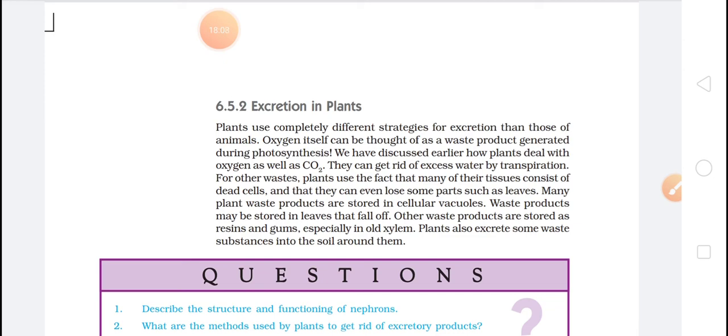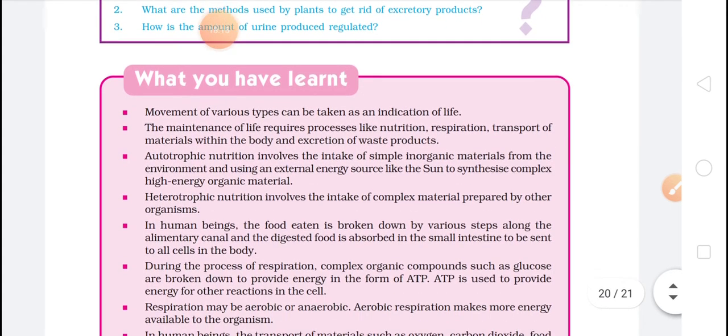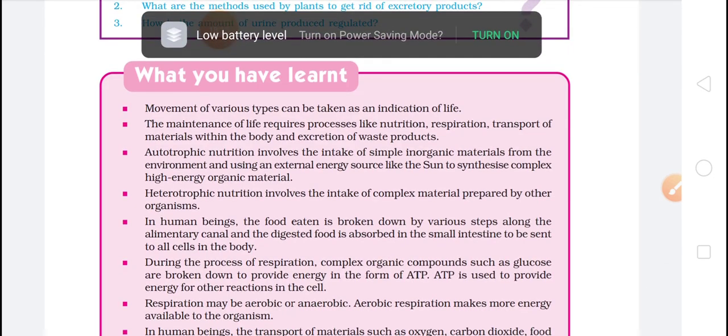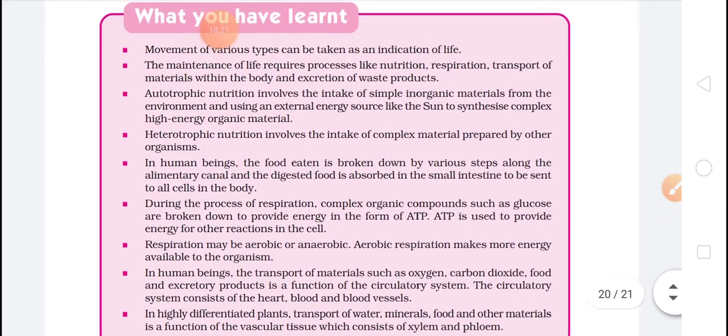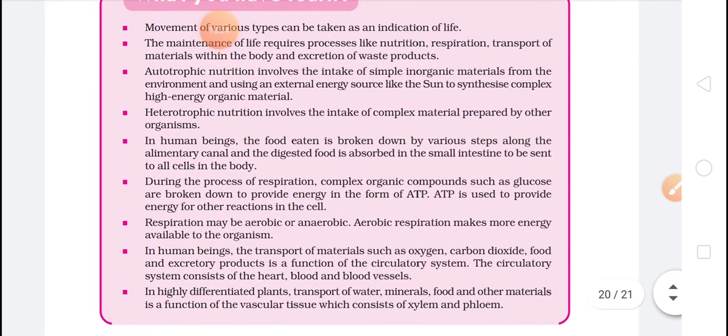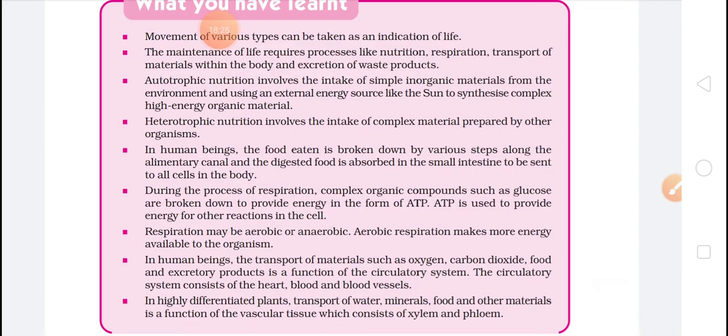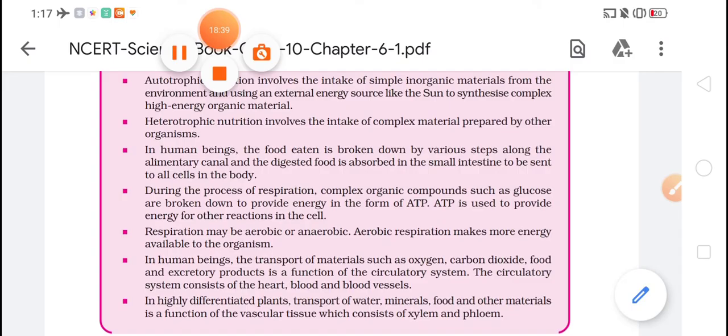So with this we have finished the chapter. We did so many topics. With this I have finished the lecture. Just go through the points which you see on the board. Those points are very important and are the summary points of your chapter. So if you have any doubt, please tell me.